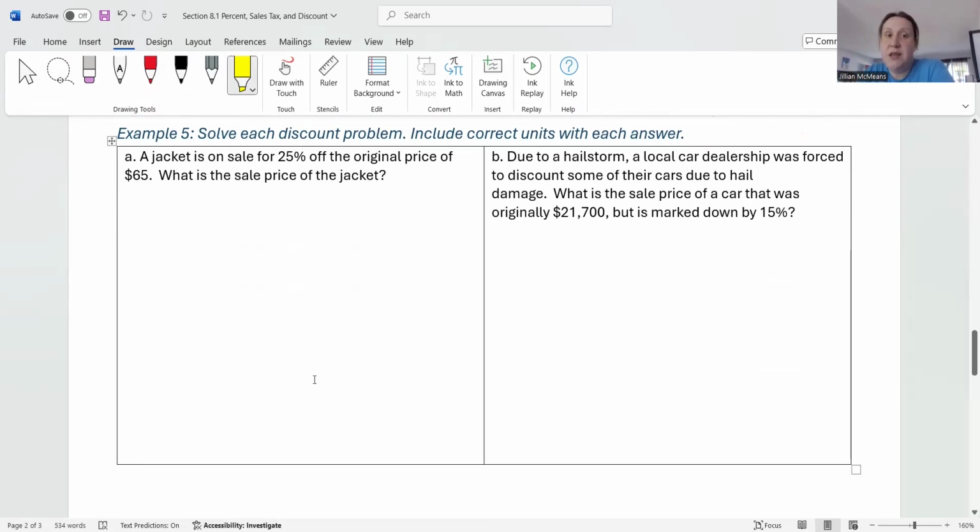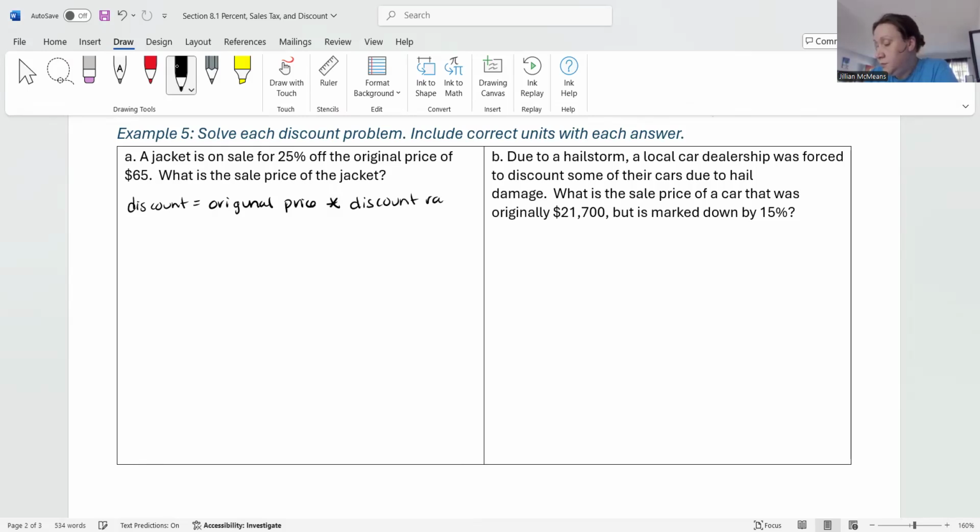Example 5 says solve each discount problem, include correct units with each answer. So remember, discount equals original price times a discount rate as a decimal. Okay. So we know that a jacket is on sale for 25% off of the original price of $65. So we know the original price is $65. What is the sale price of the jacket? Well, we have the original price, we have the discount rate. What we don't have is the actual value of the discount, okay?